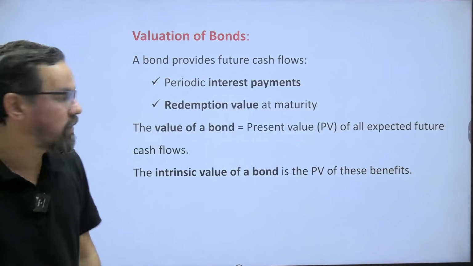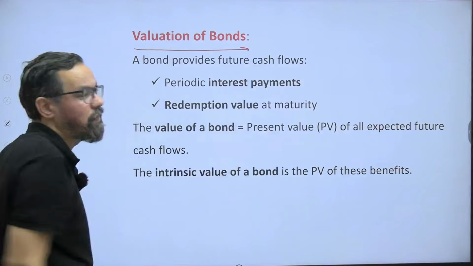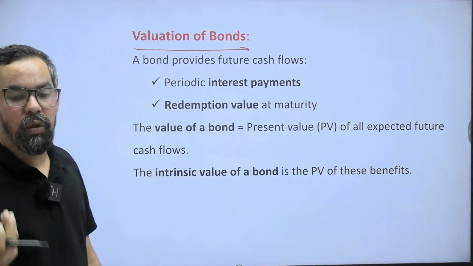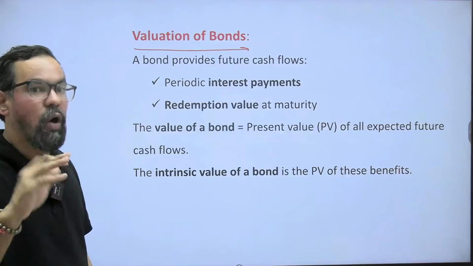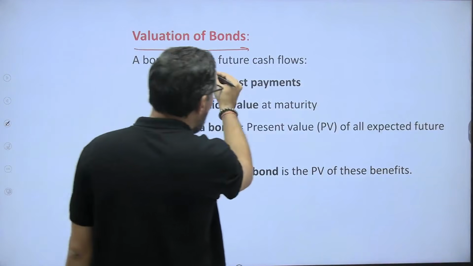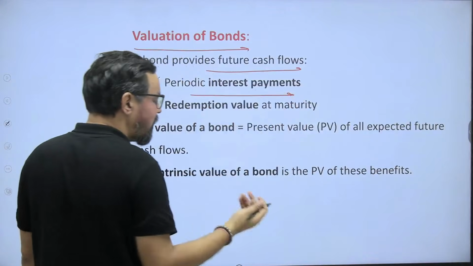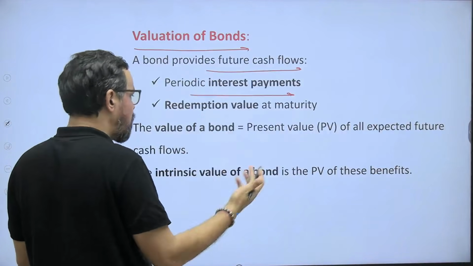As it is given in your book itself, when it comes to valuation of bonds, how do we decide the market value of any bond? A bond provides future cash flows, which are periodic interest payments. It can be half yearly or annually.